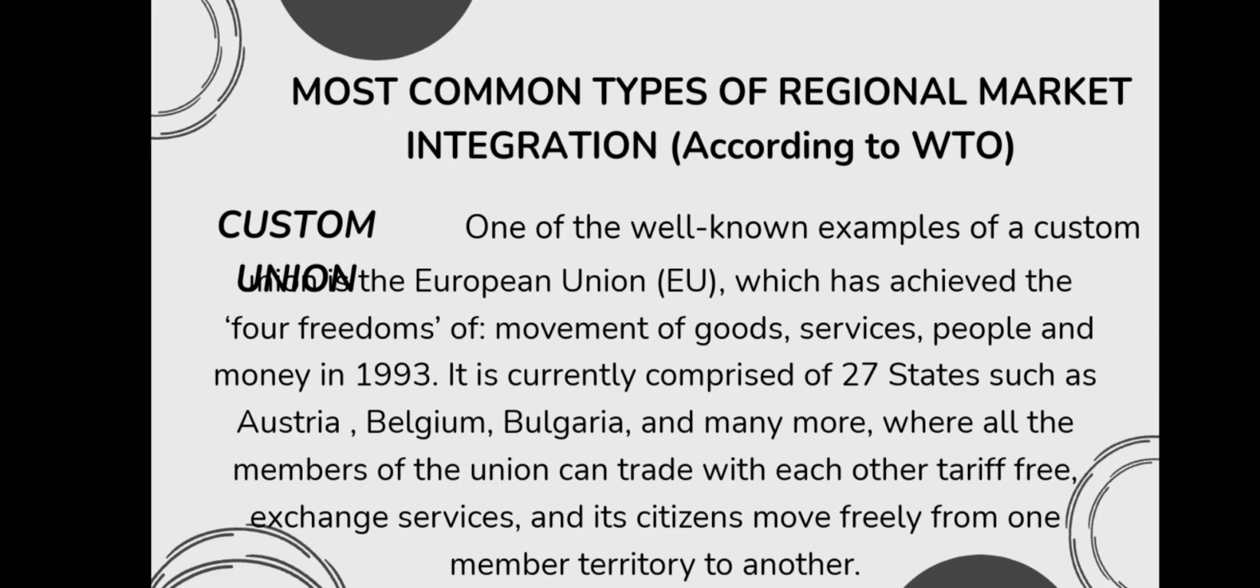It is currently comprised of 27 states such as Austria, Belgium, Bulgaria, and many more, where all the members of the Union can trade with each other tariff-free, exchange services, and its citizens move freely from one member territory to another.